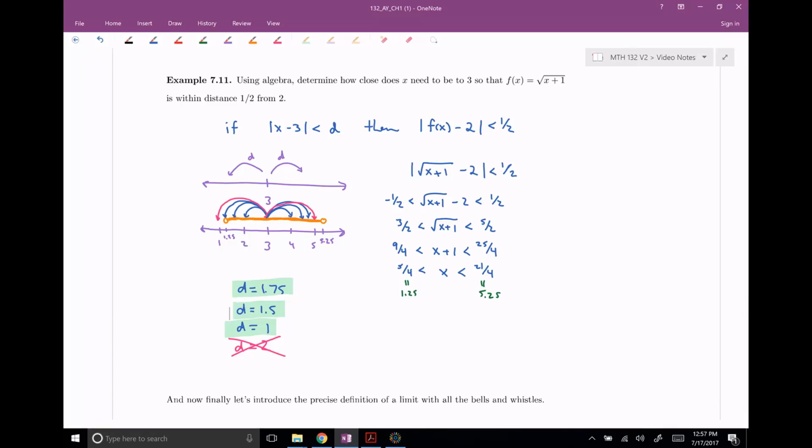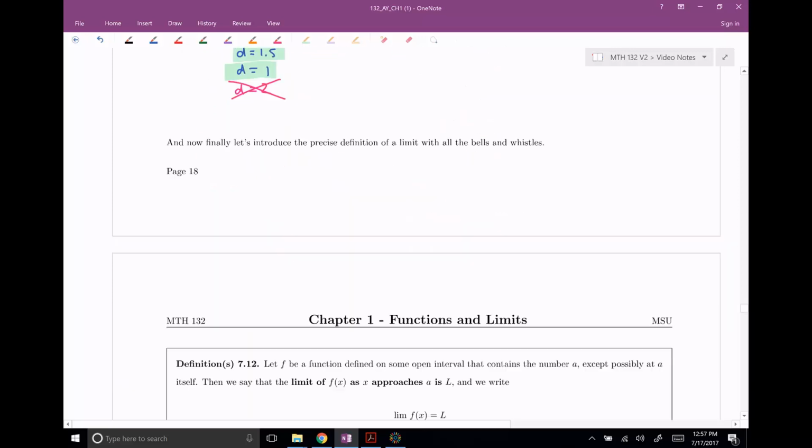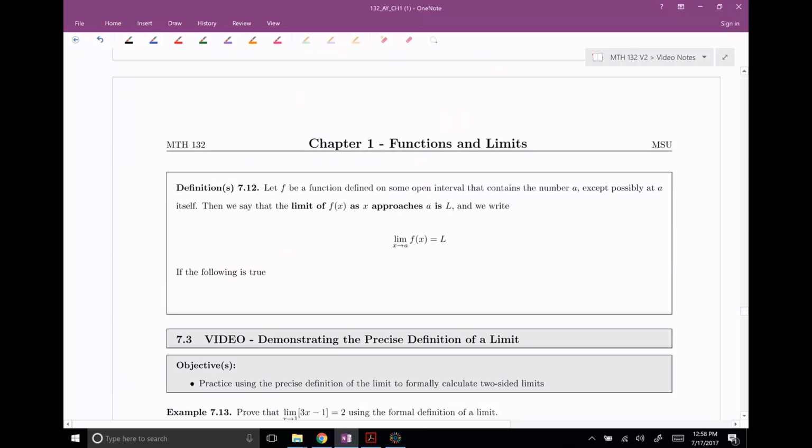So now that we have this all done, we've kind of seen the algebra in a specific case, I would like to introduce the precise definition of a limit. With all the bells and whistles, all of the technicalities, what exactly is this precise definition of a limit? So to start off, we need the function to be defined on some open interval that contains the number a, right? You got to be able to approach from the left and the right. This is a two-sided limit after all. Except possibly at a. Remember, limits don't really care about what's happening at a, they only care about what's happening around a.